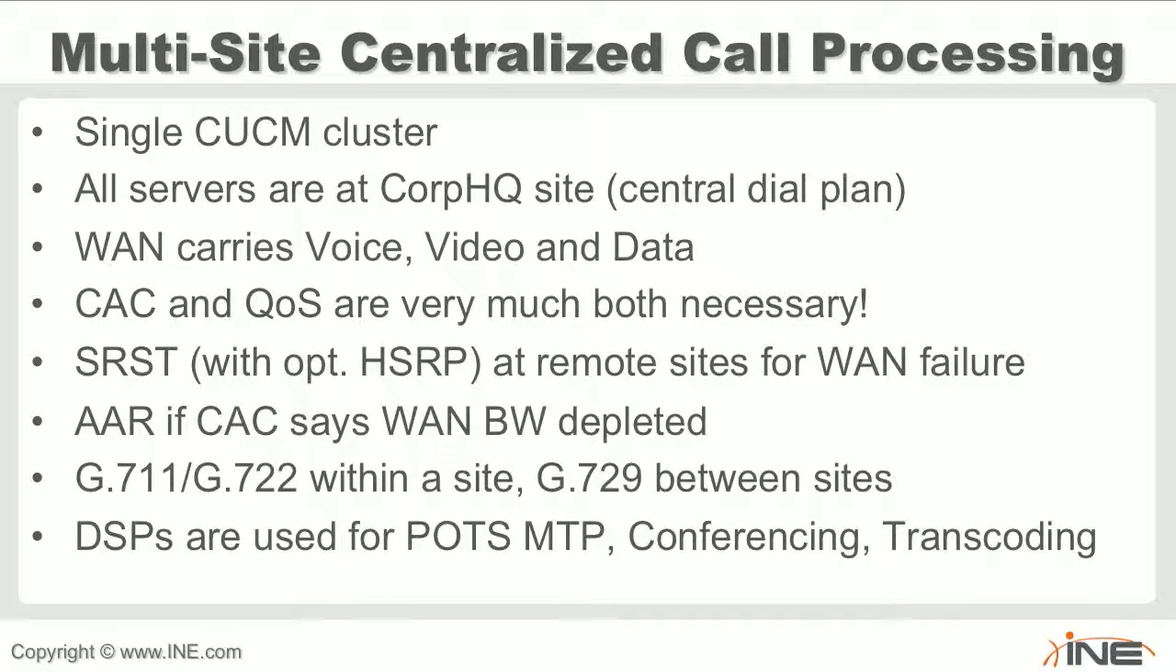In a multi-site deployment with centralized call processing, we use a single UCM cluster. All servers are at that corporate headquarters site, therefore a centralized dial plan. The WAN does carry voice, video, and data between remote branch offices. Call admission control and quality of service are very much both necessary. SRST, or Survivable Remote Site Telephony, with optional HSRP at remote sites is used for WAN failure.